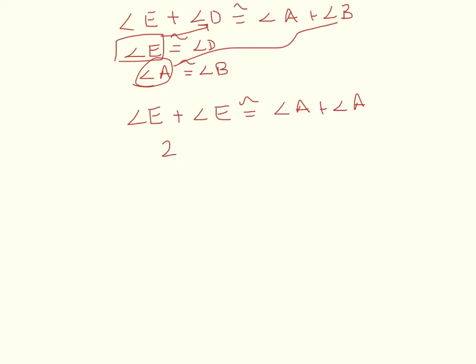So that's 2 times angle E, it's the same as 2 times angle A. You can just divide both sides by 2, again throwing in a little bit of algebra, and we get angle E is congruent to angle A.